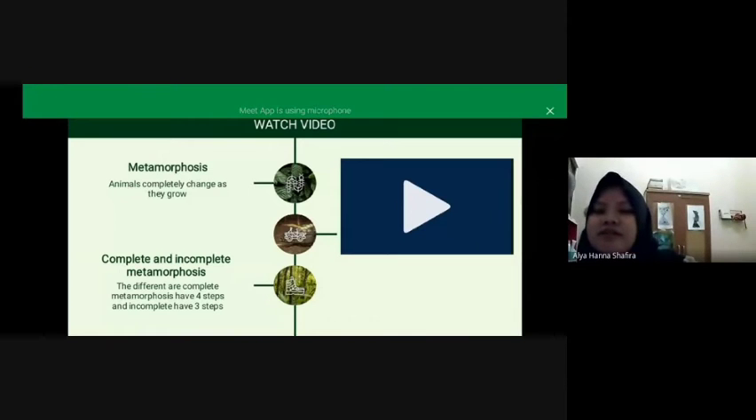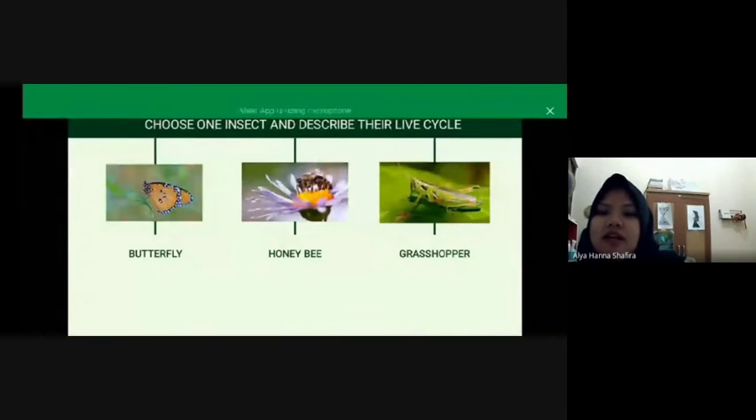So from the video, we can conclude that in metamorphosis, animals completely change as they grow. And there are complete and incomplete metamorphosis. The difference between them is that complete metamorphosis has 4 steps, and incomplete metamorphosis has 3 steps. Next, there are three pictures of insects. You can choose one of them and then explain the life cycle and what type of metamorphosis they are.